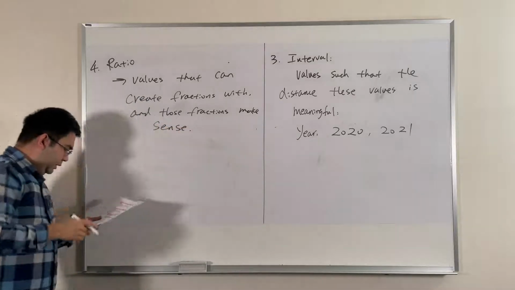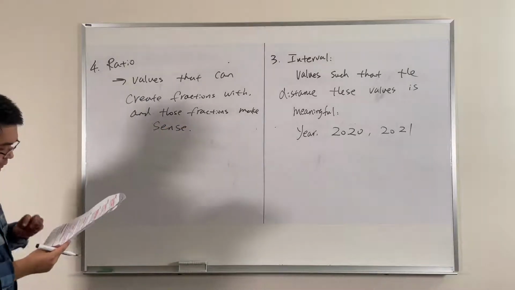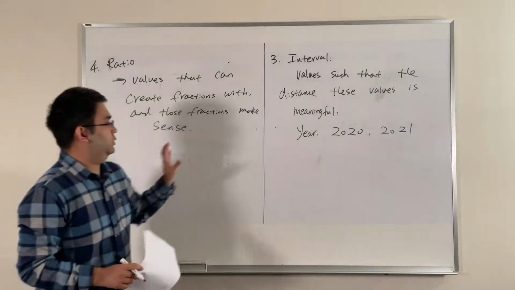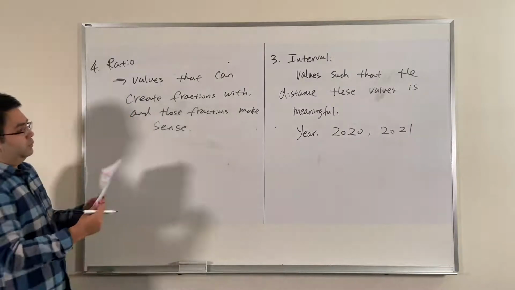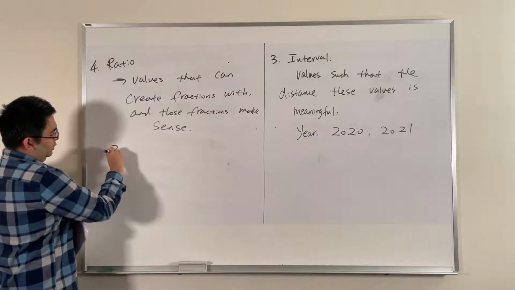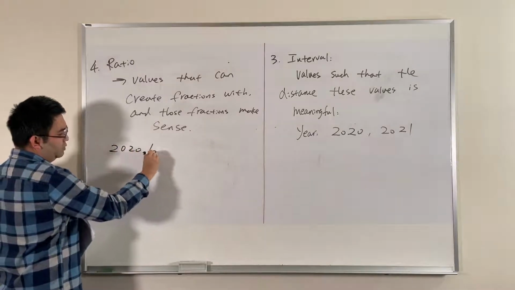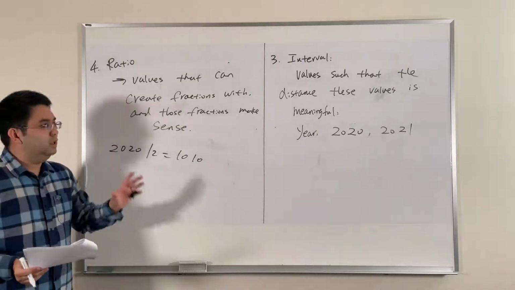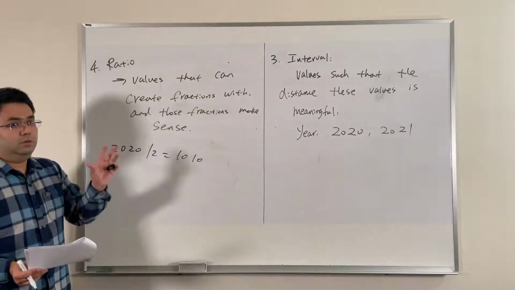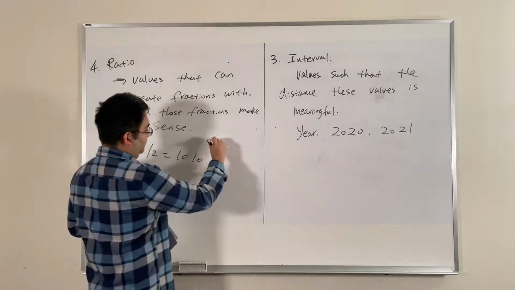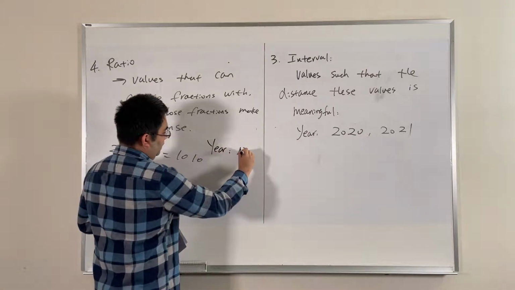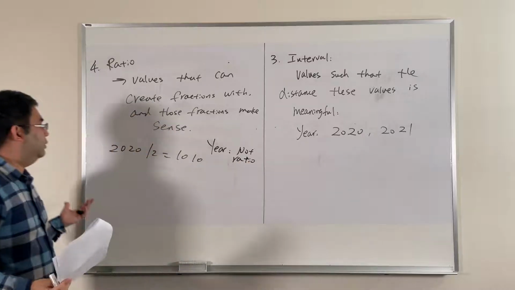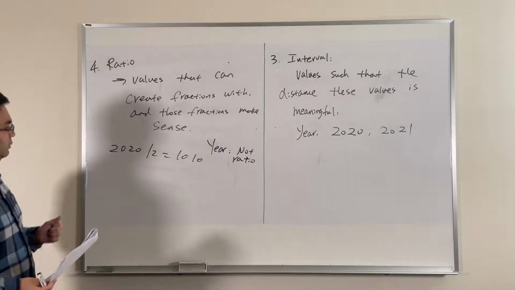Okay, so let me give you an example. Let's go back to the year 2020. If you divide 2020 by 2 equals 1010, it has no meaning, right? So year is not a ratio variable. Not ratio.